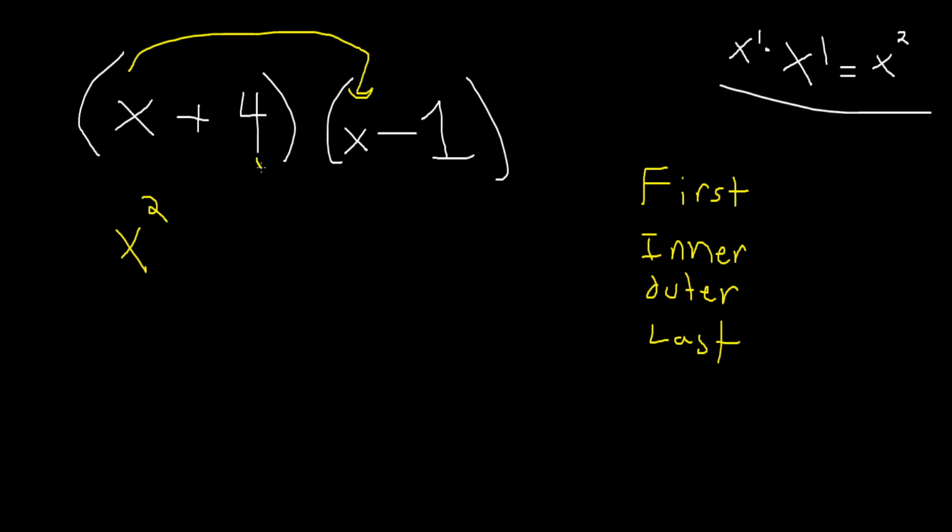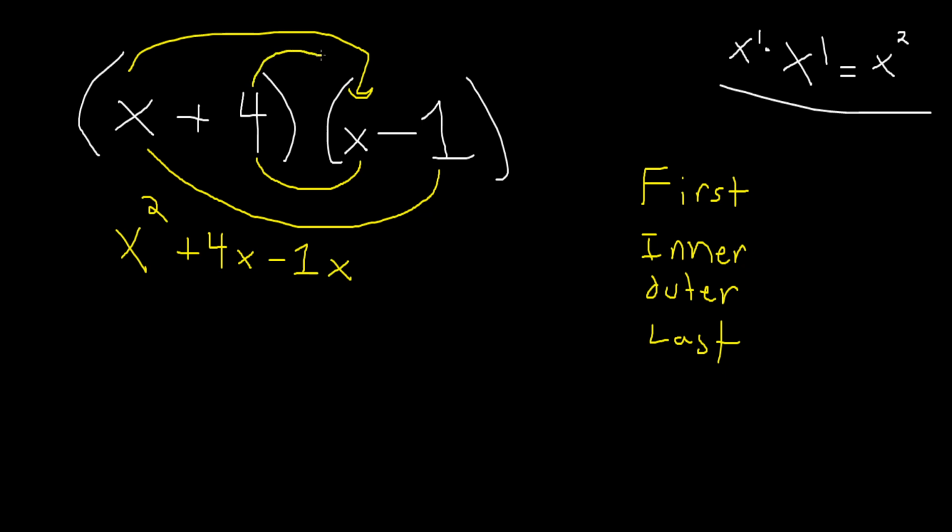The inner terms would be these right here. So that would be 4 times x, so positive 4 times x, I'm sorry, that would be positive 4x. Outer would mean these right here. So x times negative 1 is going to be a negative 1x. And then, of course, the last 2 terms. So now we got this one, I'm going to jump over that. And then we got 4 times negative 1, so that'd be minus 4.